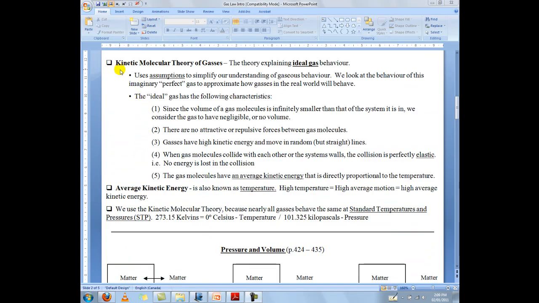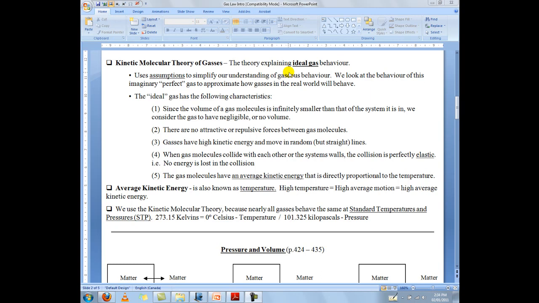Alright, so our next little segment is going to discuss the kinetic molecular theory of gases, also known as KMT. This theory explains the behavior of an ideal gas, which is an imaginary gas that helps us to model and predict how real gases would behave under regular temperatures and pressures.